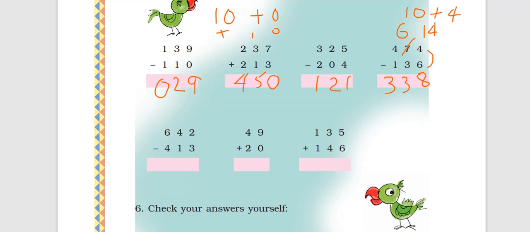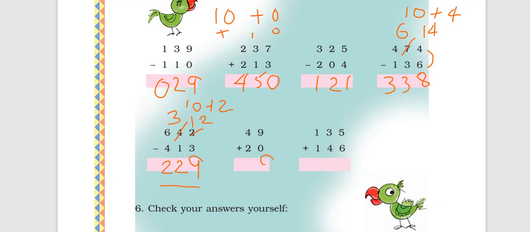Next, 642 minus 413. We have 2 in the ones column minus 3, which we cannot do. So one more regrouping. Give away 1 ten from the 4 tens, leaving me with 3 tens. The 1 ten is carried over as 10 ones. Add them to the 2 existing ones, which gives me 12 ones. 12 minus 3 gives me 9. 3 minus 1 gives me 2. 6 minus 4 gives me 2. You have 229. The next one is an addition.